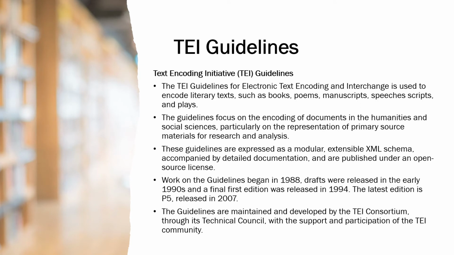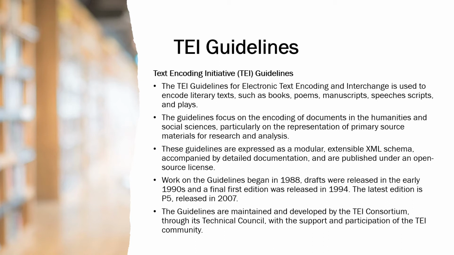The next part of our presentation is going to focus on the Text Encoding Initiative guidelines. The TEI guidelines for electronic text encoding and interchange are used to encode literary texts such as books, poems, manuscripts, speeches, and plays. The guidelines focus on encoding documents in the humanities and social sciences, particularly on the representation of primary source materials for research and analysis.